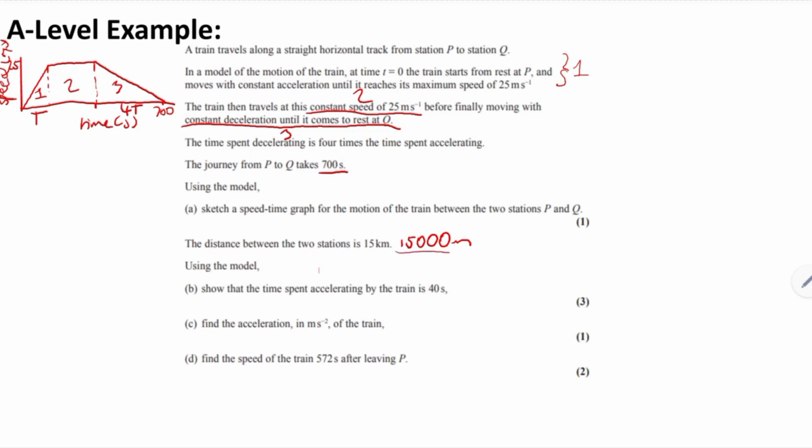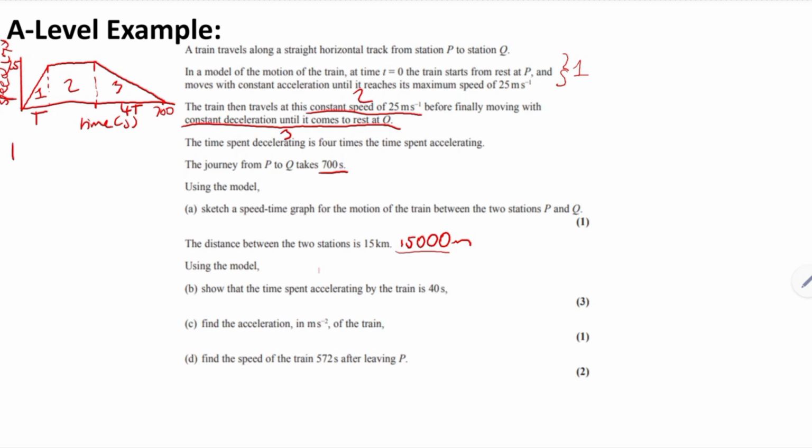With the info over here, we can see that as this is a speed time graph, the area under the graph will be the distance traveled. So that will be 15,000 meters. So the area of 1, 2, and 3 will be 15,000 meters. So we need to calculate the area for those 3 sections.